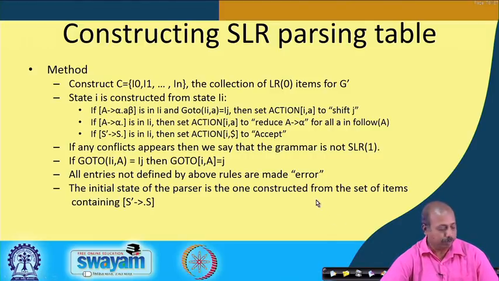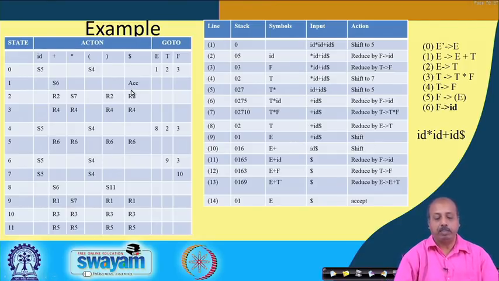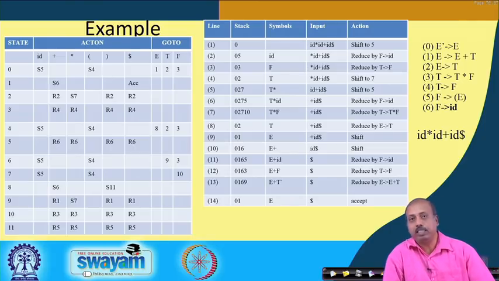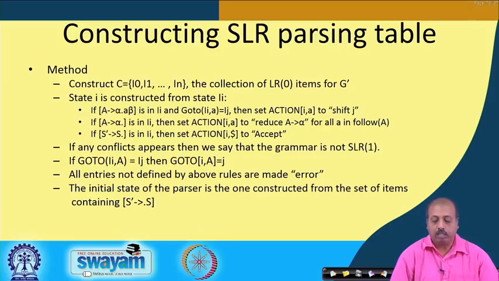Like, say, in the previous example that we took, if you look into the action part, you see there is no entry where two actions are defined. Everywhere it is either a shift operation or a reduce operation or there is no operation. No operation means it is an error, or the action is accept. There is no entry in this table where the actions are multiply defined. So, this particular grammar is an SLR grammar, because we could construct the SLR table for it without any problem.